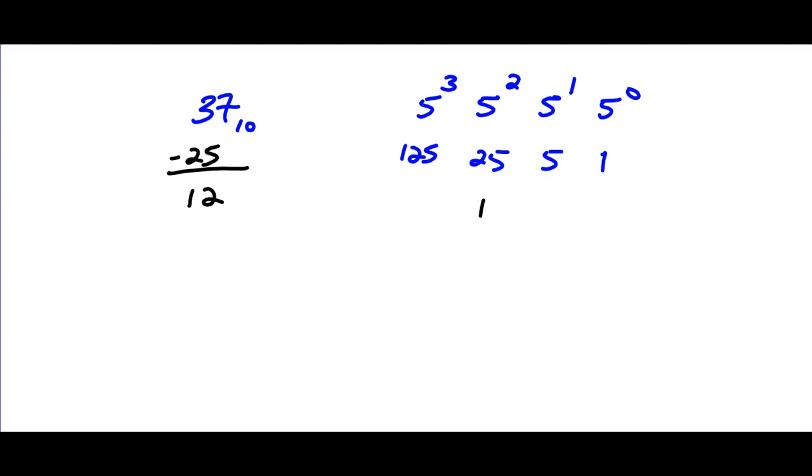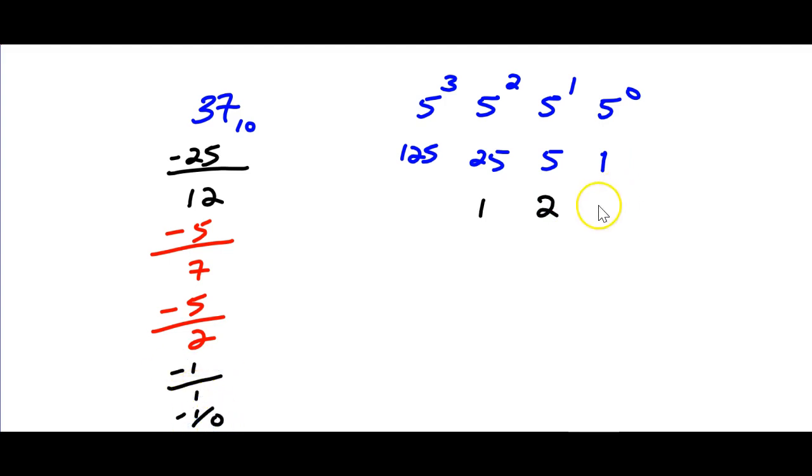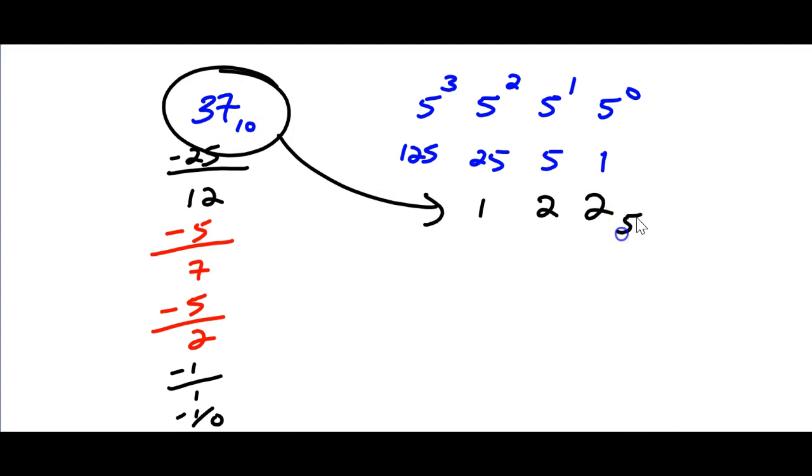I can subtract 5 twice from it. Subtract 5, I get 7. Subtract 5 again, I get 2. So I subtracted 5 twice, so I got a 2 right there. And then I can subtract 1 two more times from it before I get to 0 left over. So I got a 2 there. So 37 base 10 is the same thing as 122 base 5.